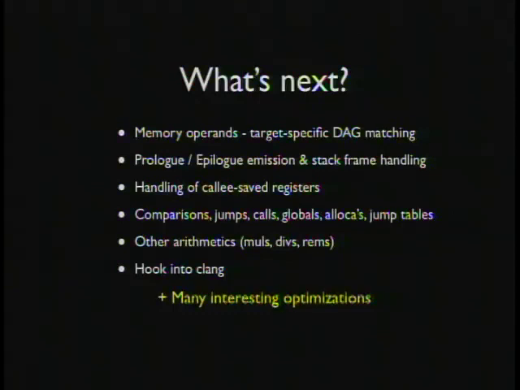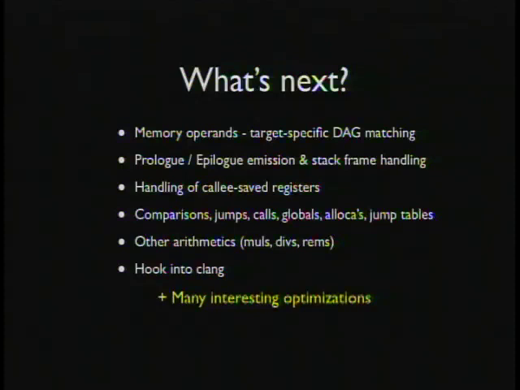What should be done next after we have completed these steps? The first thing to be done is the memory operands. You need to add custom instruction selector logic for selecting all the different addressing modes and so on. Then we need to add prologue and epilogue emission code and the code to support all the stack frame handling. We need to handle the callee-saved registers, so we need to emit sequences of operations to spill them to the stack and to reload them if necessary and so on.